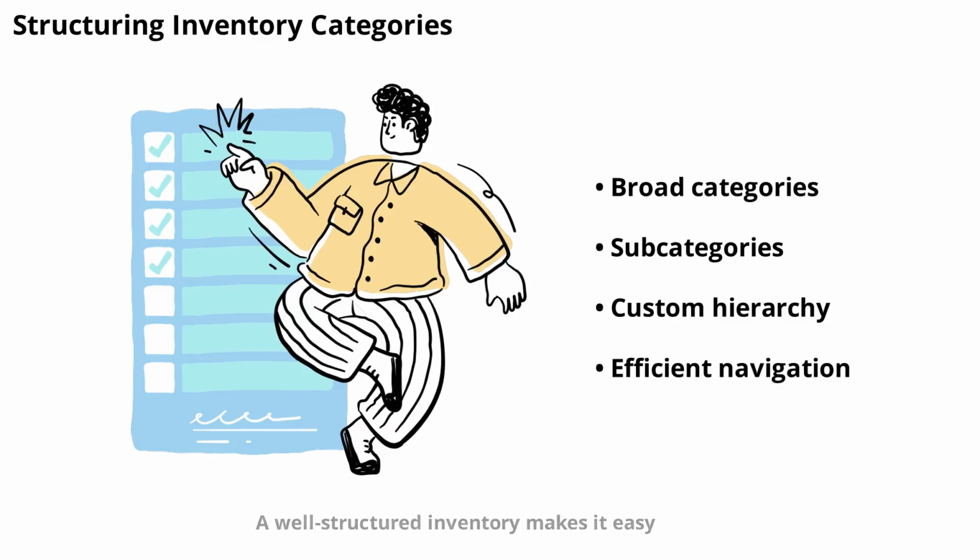A well-structured inventory makes it easy to find and manage knowledge assets. Start by creating broad categories, such as policies, procedures, training, or research. Within each category, add subcategories for more specific topics. This hierarchy will help users navigate the system efficiently. Think about your organization's needs and customize categories accordingly. In the next scene, we'll discuss setting up metadata and tags.